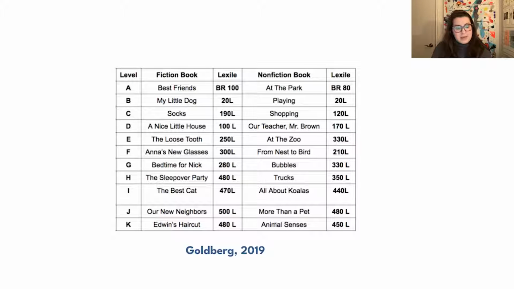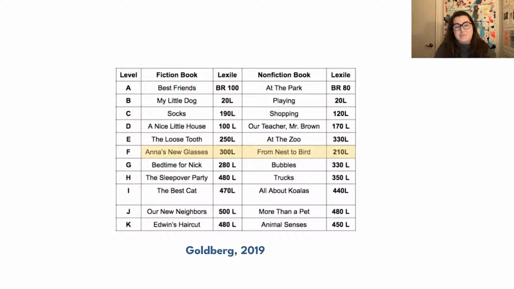Along those same lines, this is a table from an article that Margaret Goldberg wrote. It's at Reading Rockets. It's a great article that I would highly recommend. And you'll notice that there is a table here where we've got the fiction option and the nonfiction option for, again, the benchmark assessment system books. And what is also provided here is the Lexile level, which is a different type of leveling system. Now, there's a lot to look at here and there's a lot to unpack, but I'll draw your attention to a couple of key points.